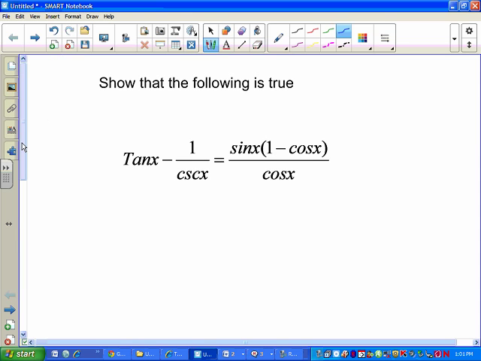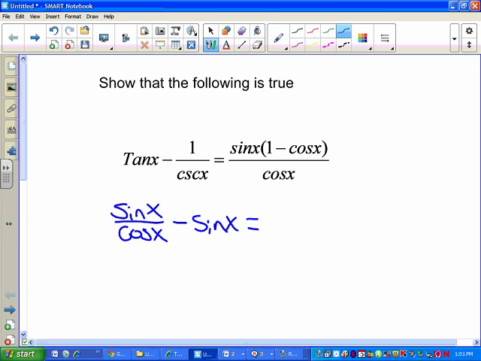For instance, tangent of x, we know tangent equals the y value over the x value, which is like sine over cosine. So tangent of x is really equal to the sine over the cosine. That's an equivalent exchange, right? Minus 1 over cosecant x. That's a reciprocal. If I flip that back over, wouldn't that be the same as the sine of x, right?